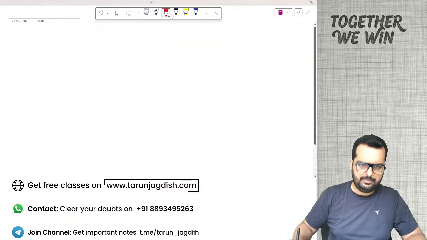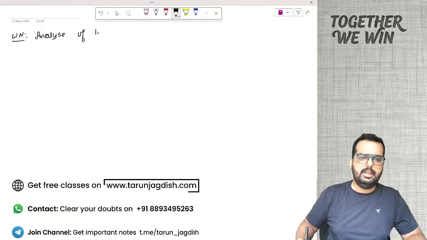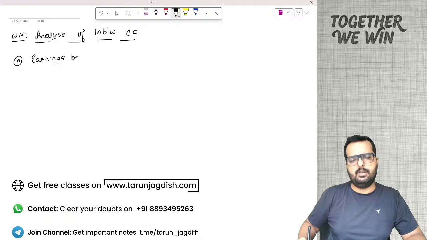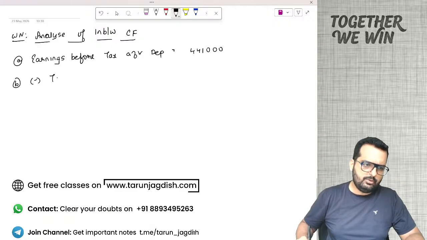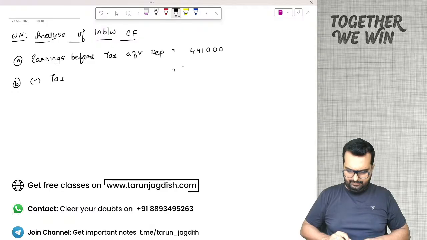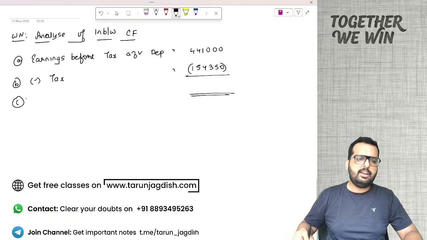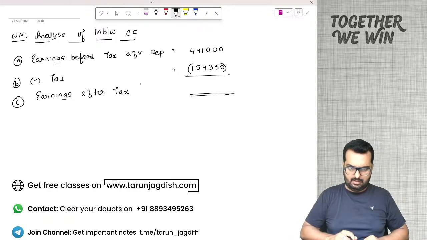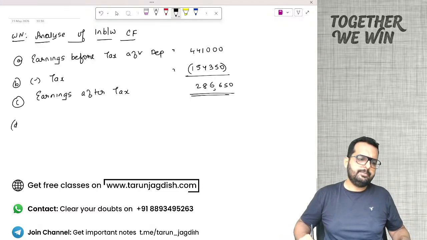So I'll write down the next working note: analysis of in-between cash flow. Point number A, earnings before tax but after depreciation is 4,41,000. Am I right? From this, I will have to reduce my tax. Will I get 1,54,350? Once I reduce this, I will get earnings after tax. Will I get the answer as 2,86,650 over here, friends? All right.